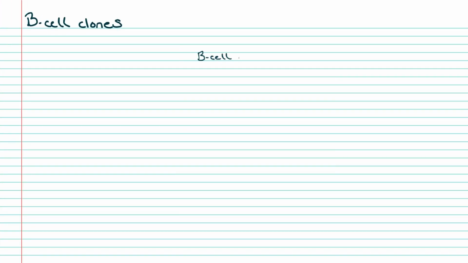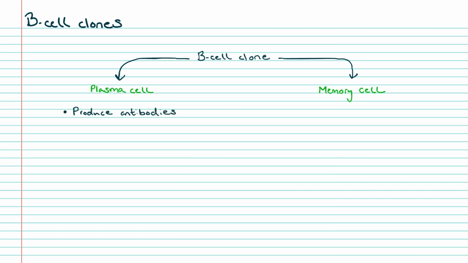The B cell clones produced during clonal selection can develop into one of two types of specialized B cell. These types are called plasma cells and memory cells. Plasma cells are responsible for the production of antibodies, being able to produce several thousand antibodies every second.